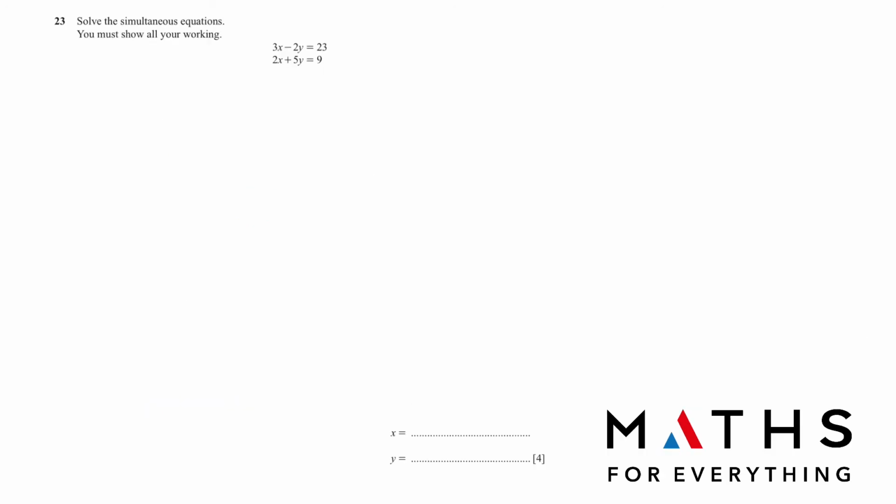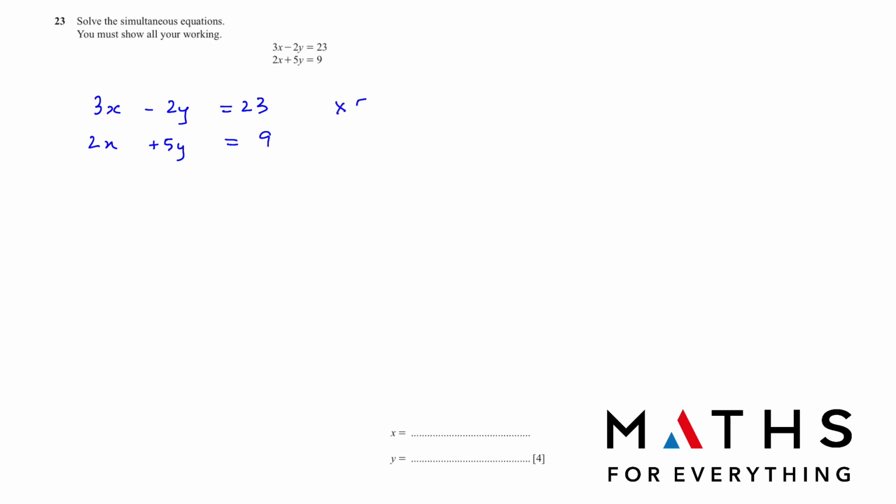Question number 23. Solve the simultaneous equations. You must show all your working. Let's just write down the question here. Now you have to decide to eliminate x or y. The coefficients of x or y are not the same, so you will have to do a little bit of working. You will have to multiply to get the same coefficient. First, to decide whether we want to cancel x or y, let's look at the signs. Both these are positive, and here you have one negative and one positive. So choose the one which is negative and positive to cancel. That's easier.